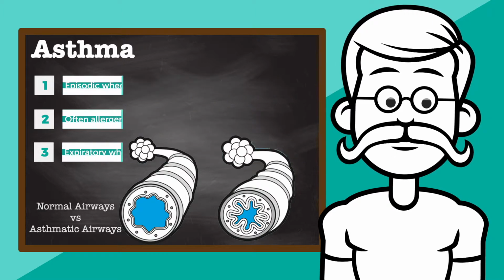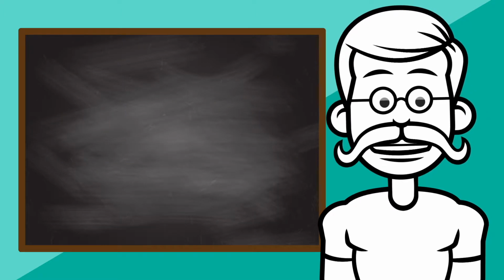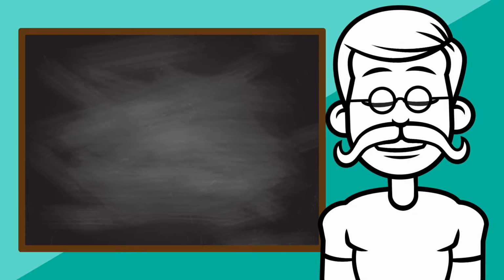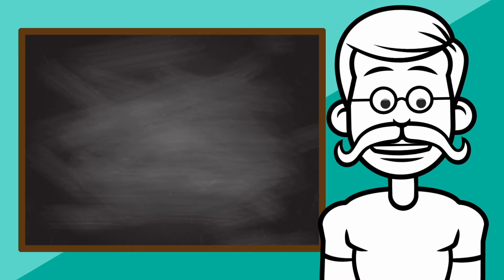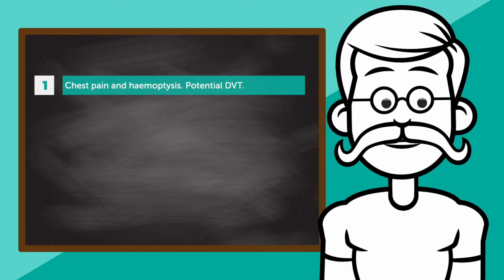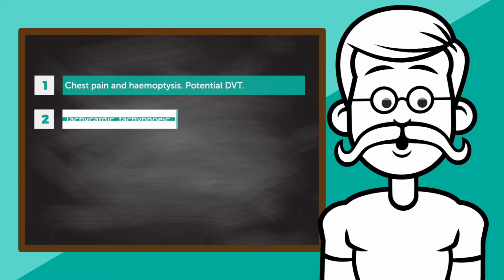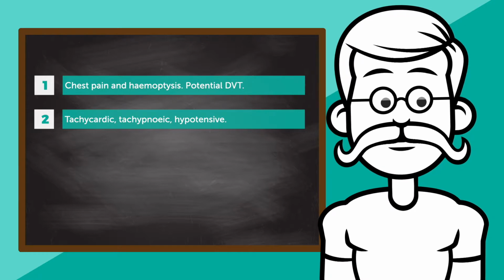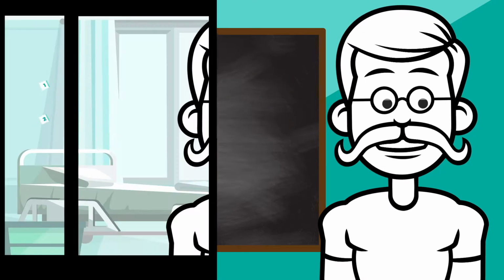Now, let's never forget the possibility of a pulmonary embolism in acutely dyspneic patients. They often also have chest pain and may have hemoptysis. Also, let's look for a hot swollen calf to suggest a DVT. When you examine them, they should be tachycardic, tachypneic, and hypotensive.